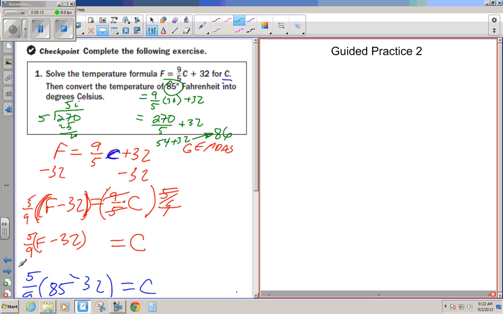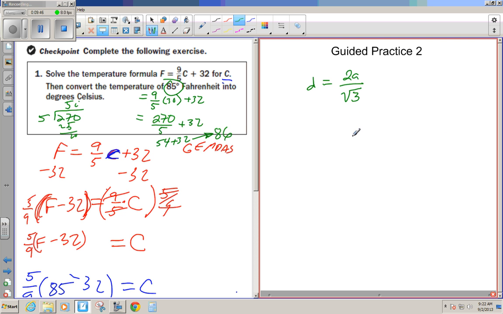All right, guided practice number 2. The formula for distance, d, between opposite vertices of a regular hexagon is d equals this equation. So on page 27, you should see this equation: d equals 2a over the square root of 3. a is the distance between opposite sides. Solve the formula for a, then find a when d is 10 centimeters.